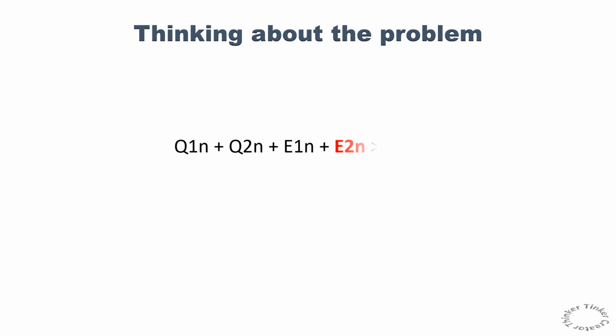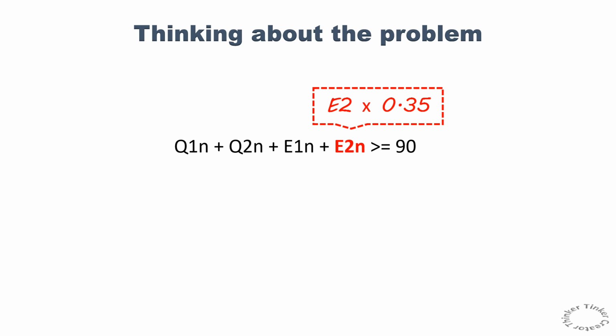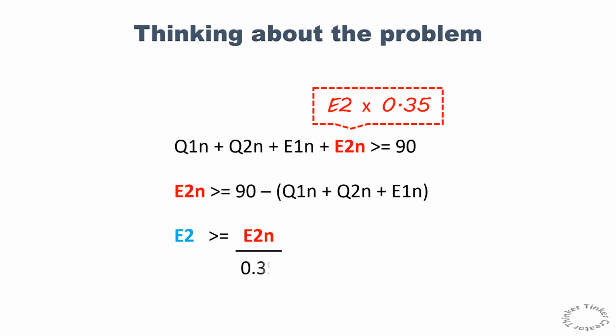And here's our equation. E2n is the normalized score of Exam 2. We need to denormalize it before we output the value. We do this by dividing E2n by its weight.